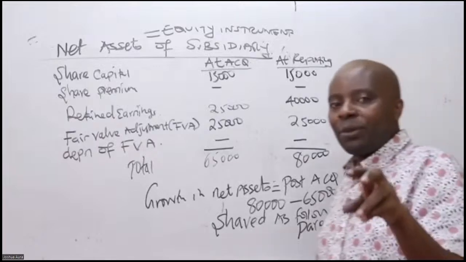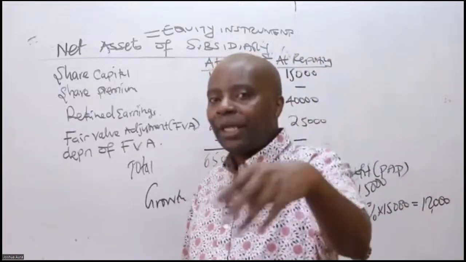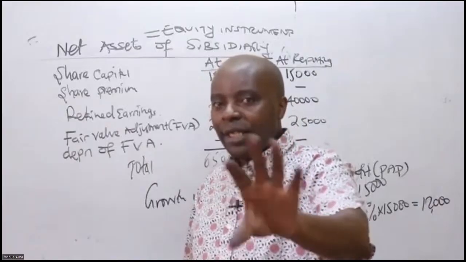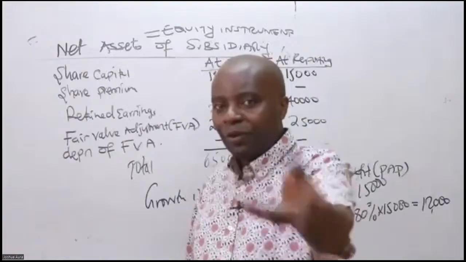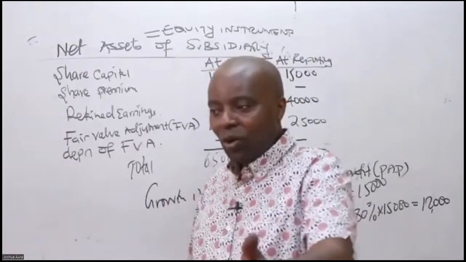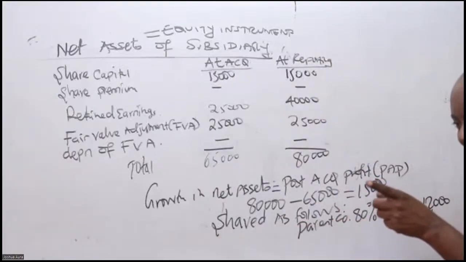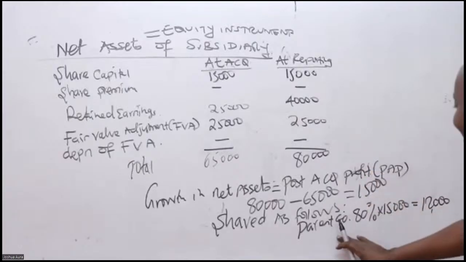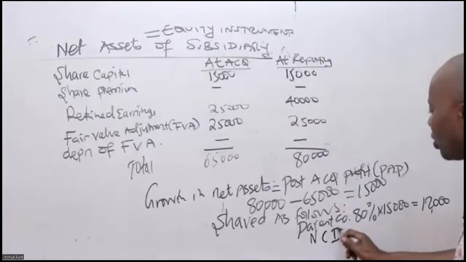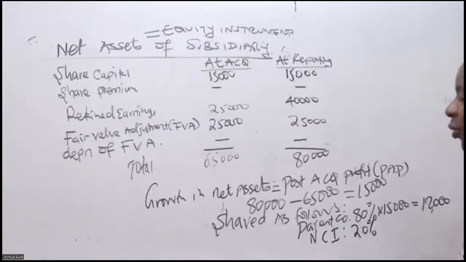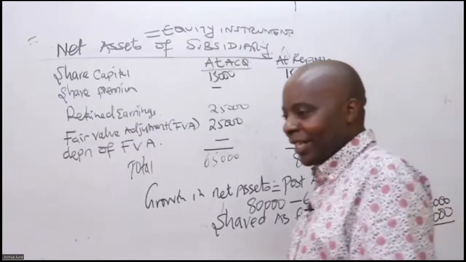Now, I would want to see whether my students still remember this. If the parent owns 80%, there must be another owner somewhere who owns 20%. What is the name of this other owner? NCI. Thank you very much. So besides the parent company, we have the non-controlling interest who has 20%, because it must total 100%. So 20% of 15,000, what do we have here? This must be 3,000.